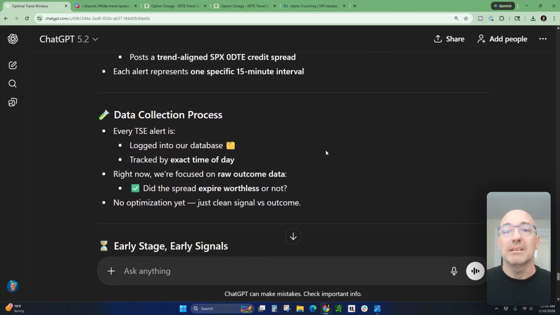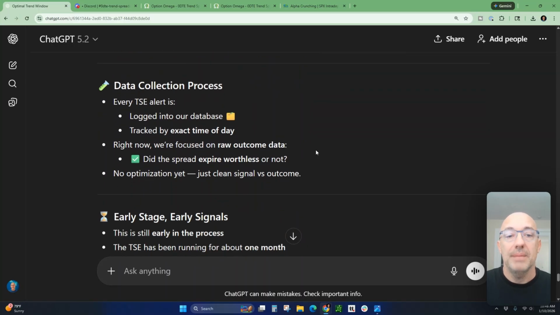Again, we're in the data collection process, and every TSE alert is logged into our database. We're basically starting out by finding out: did that spread expire worthless or not? Did the 10 a.m. spread expire worthless or make money? No. Okay, that's a loss. Did the 10:15 make money? Yes. Okay, that's a win. We're going to look at those timeframes and compare them to find the best performing one, to extract some edge out of the market.